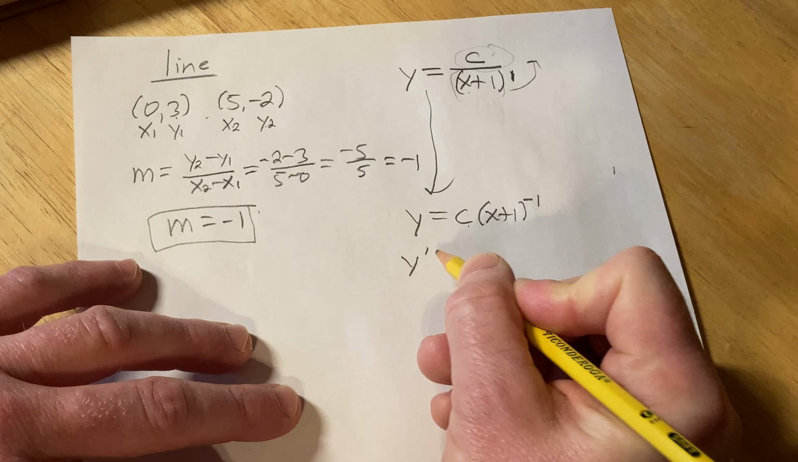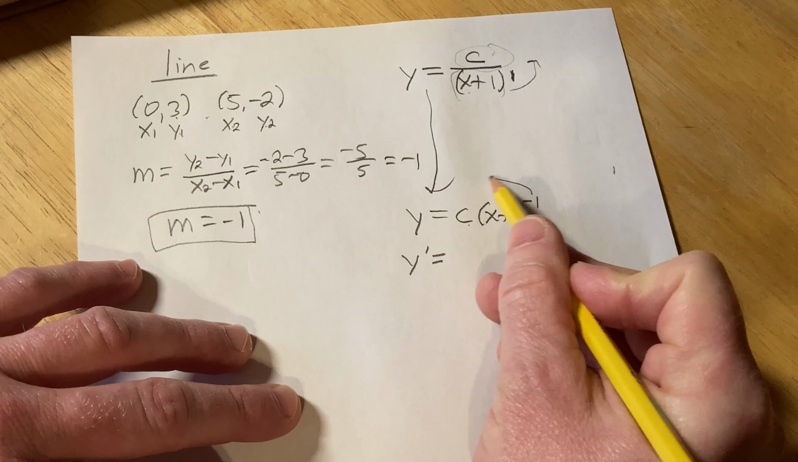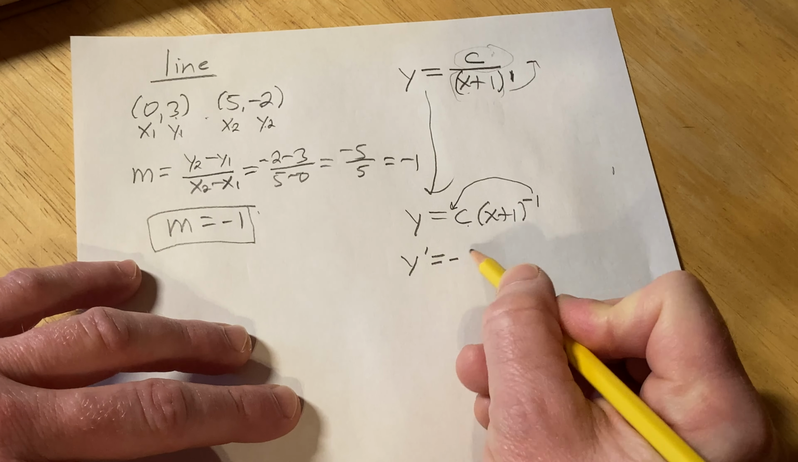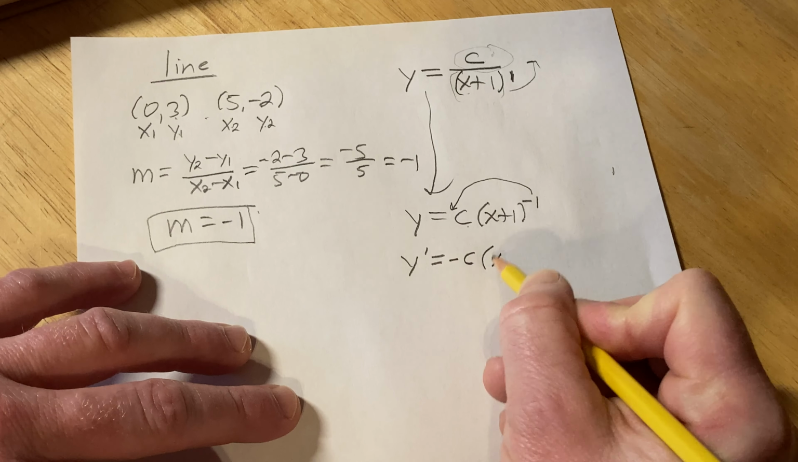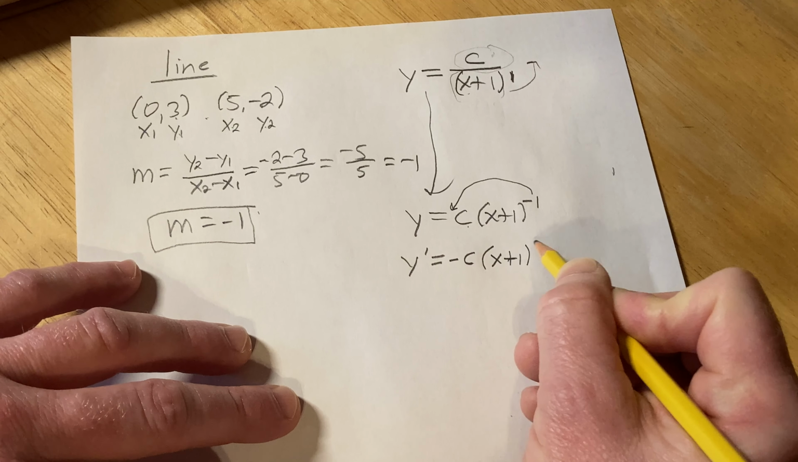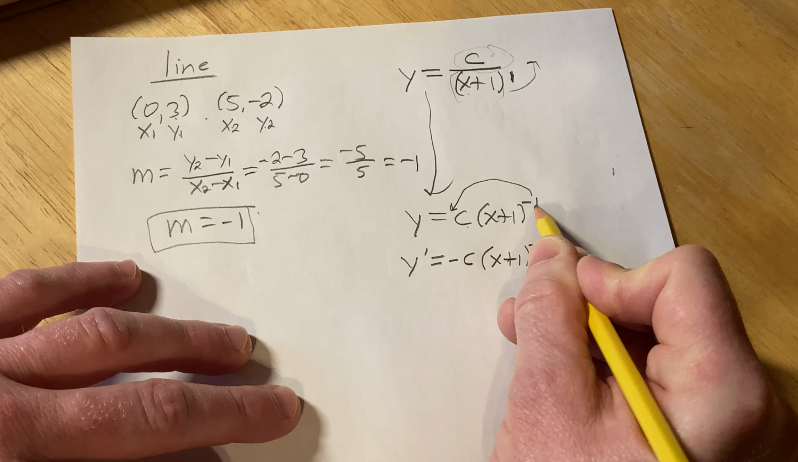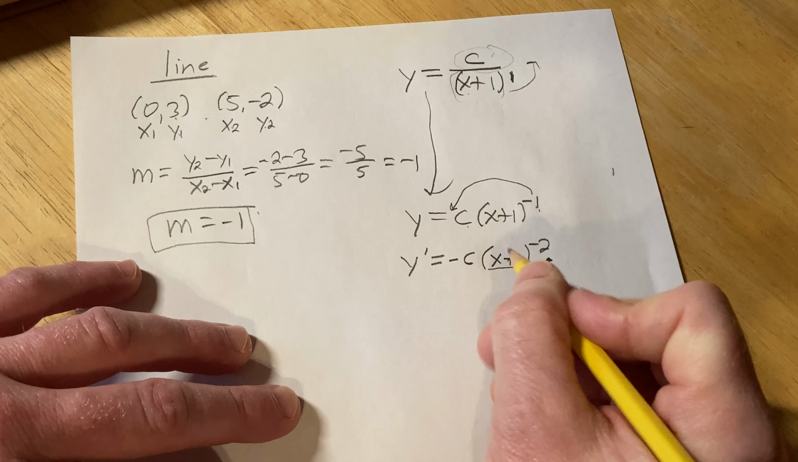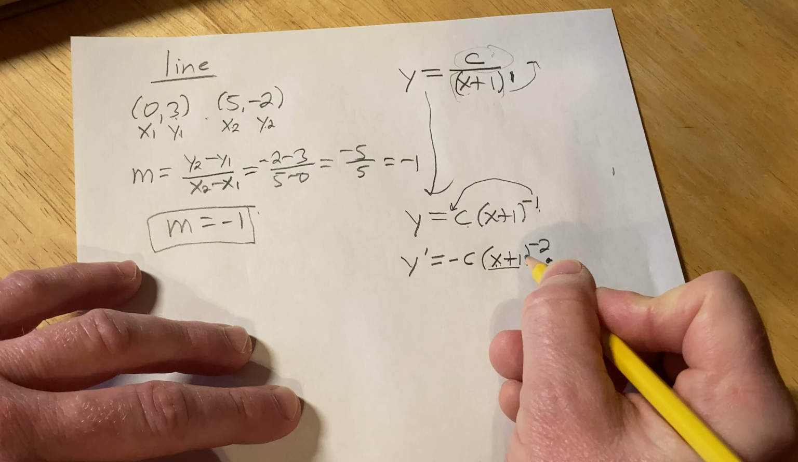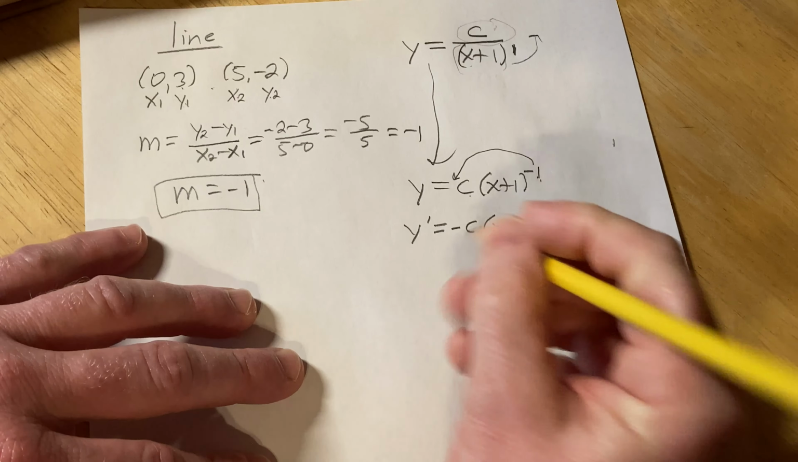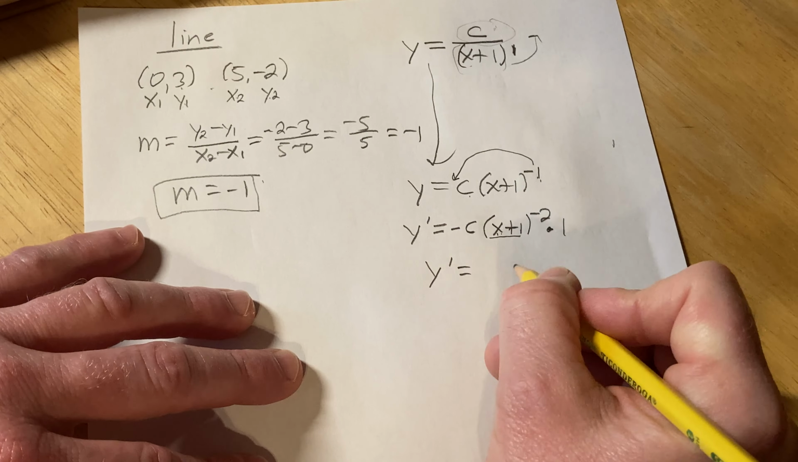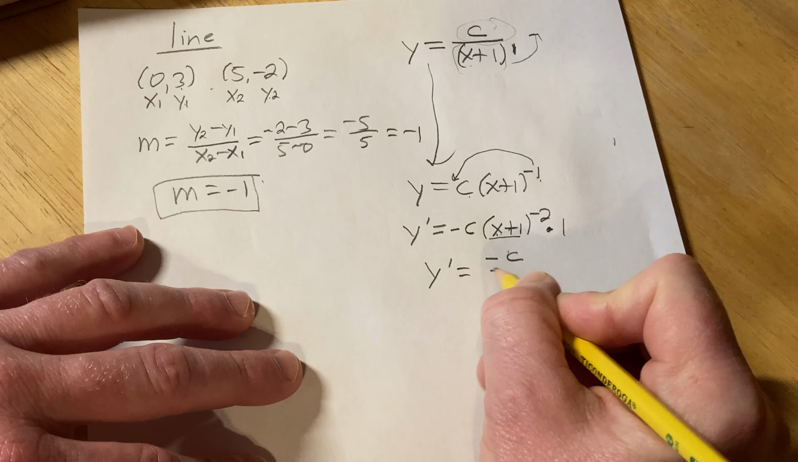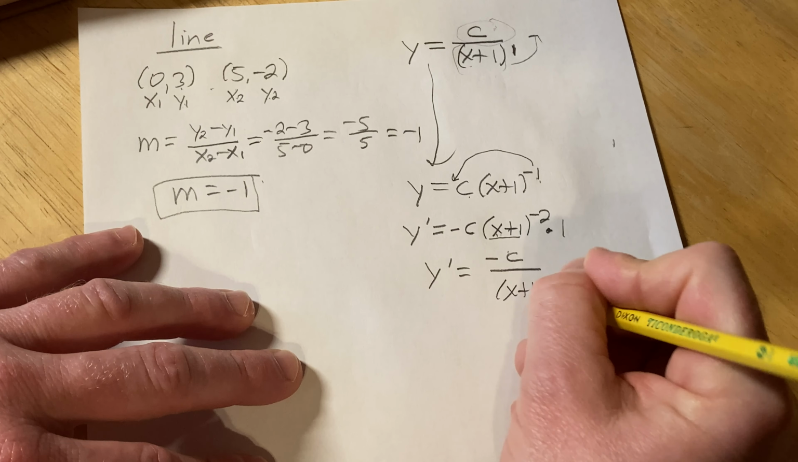So y prime is equal to, so we bring down the -1, so we get -c parentheses x plus 1 to the -2, because you subtract 1 from the exponent always, and times the derivative of the inside function. The derivative of x is 1, the derivative of 1 is 0. All right, so this is y prime equals, we can bring this back downstairs, -c over x plus 1 squared.